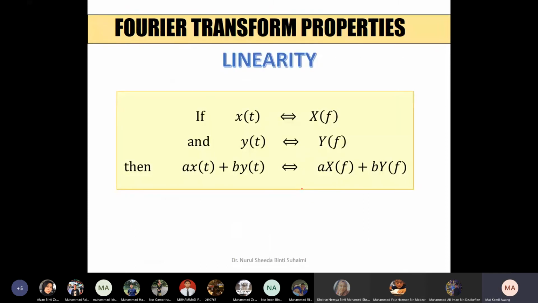The tables, right? So these are the Fourier transform properties, the linearity. If x of t transforms into x of f and y of t transforms into y of f, then a x of t plus b y of t transforms into a x of f plus b y of f. So this is the linearity property. Linear in the time domain transforms into also linear in the frequency domain, with the same coefficients a and b, right?